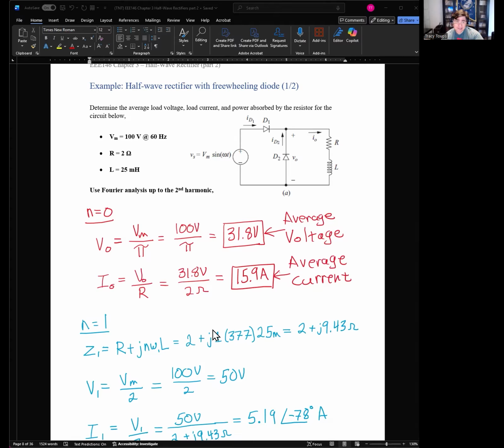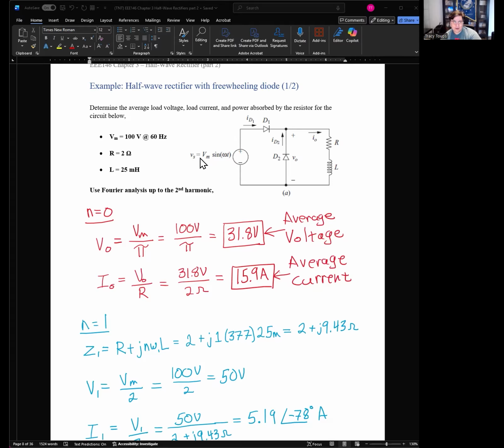Again, harmonic analysis, it's a lot of work, but it's just a method. We just follow the steps, and then we can get it done. It's going to be a lot of arithmetic, but we can actually get an answer. So here we have an AC voltage source, a half-wave rectifier, an RL load, and a freewheeling diode added in. Determine the average load voltage across here, the load current right here, and the power absorbed by the resistor for the circuit below.